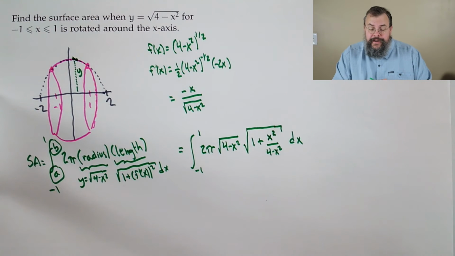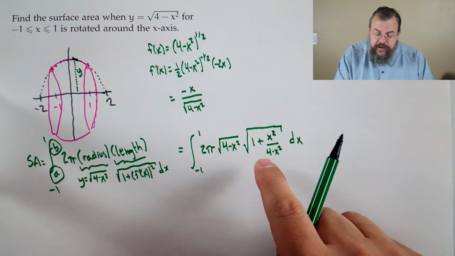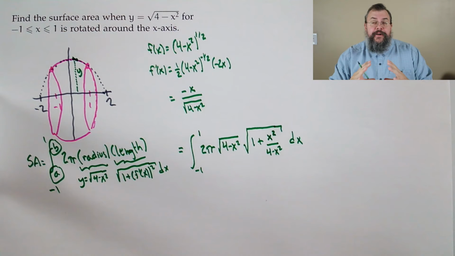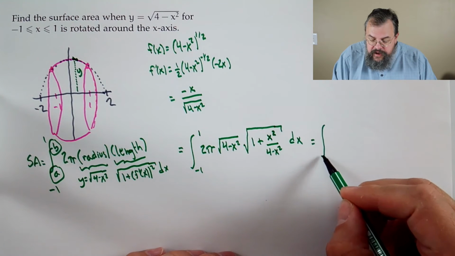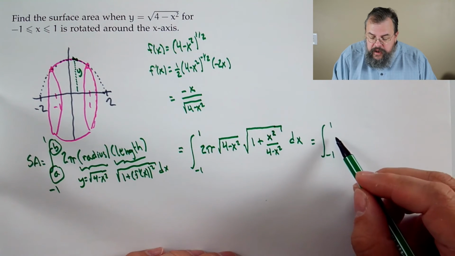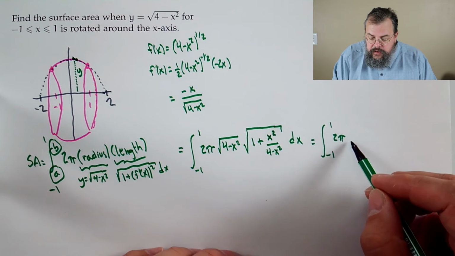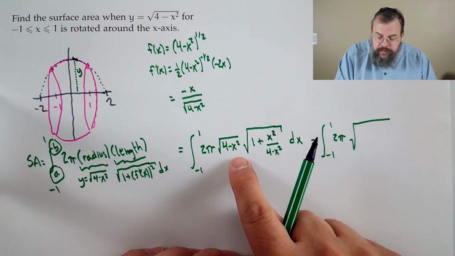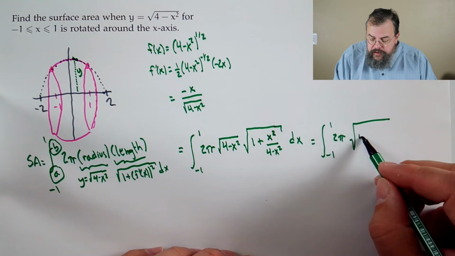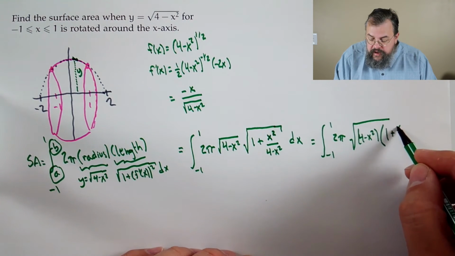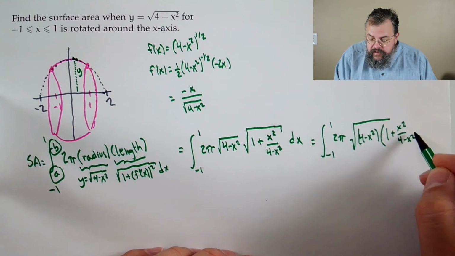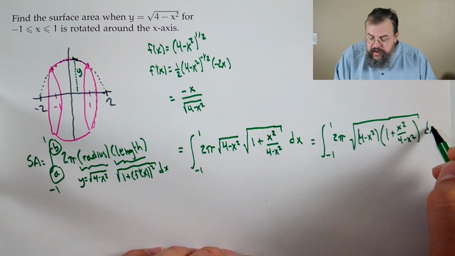Now, we have a square root and a square root. We can combine them together into one single big square root. So this becomes the integral from negative 1 to 1 of 2 pi times the square root of, and when we multiply that through, we'll do it in two steps, 4 minus x squared times 1 plus x squared over 4 minus x squared, dx.